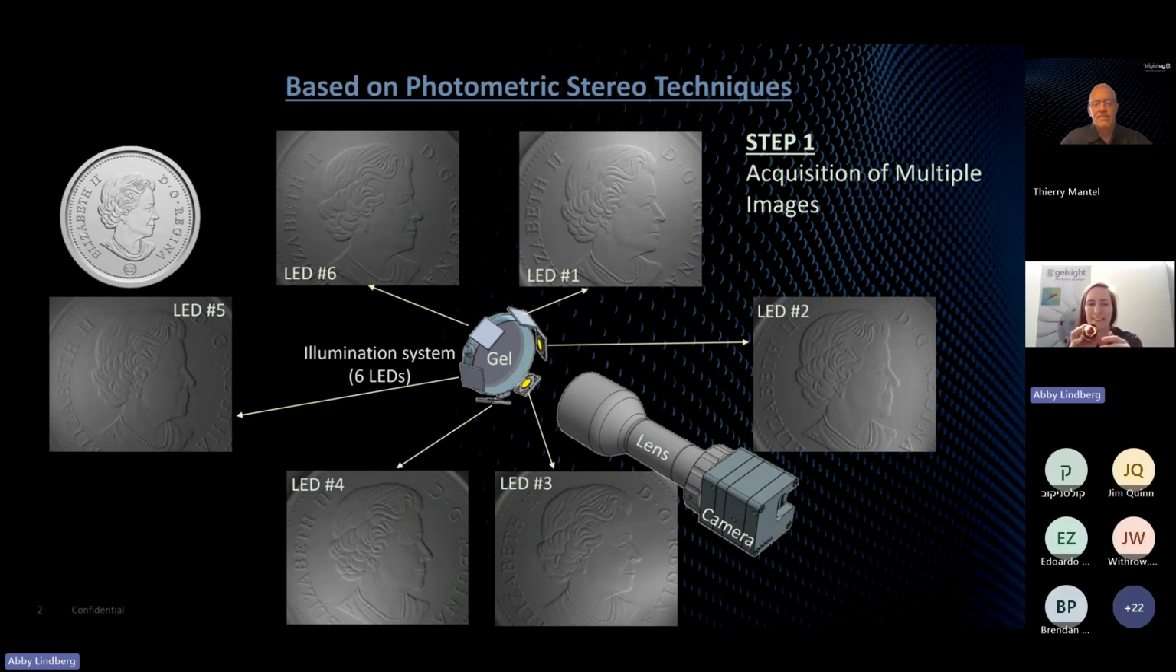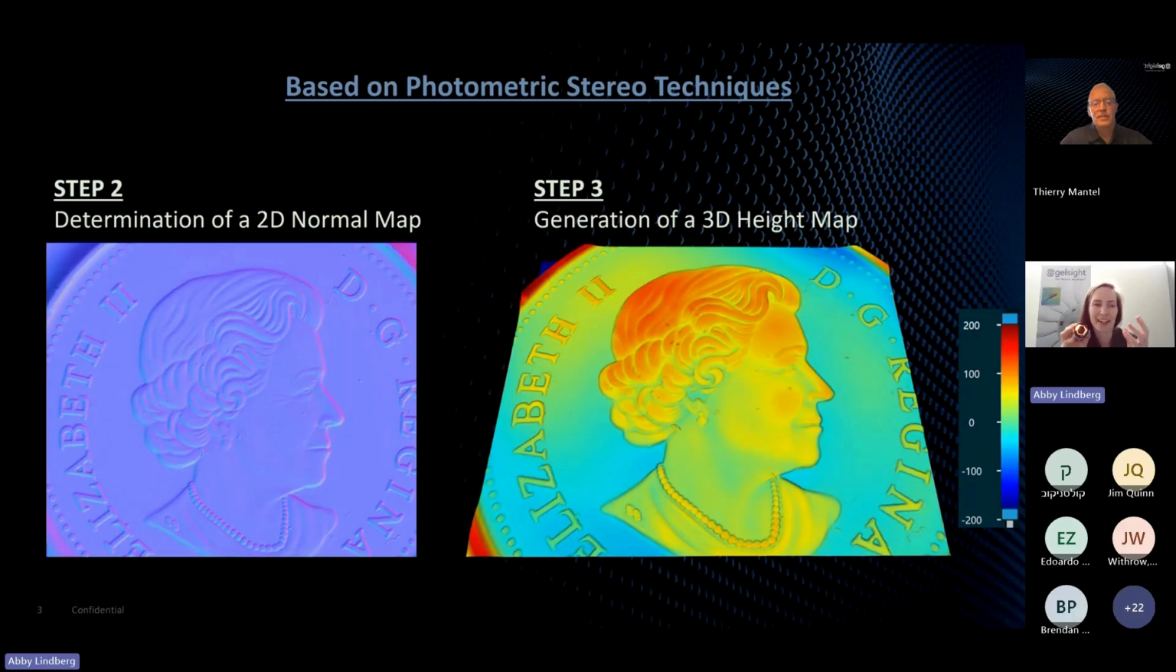So there's one camera, but 6 banks of LEDs. The first step is acquiring all of those. The next step is building the normal map and then generating the 3D height map from those. Now, when we have that in conjunction with our gel sensor, that's what lets us look at any surface regardless of its optical properties.